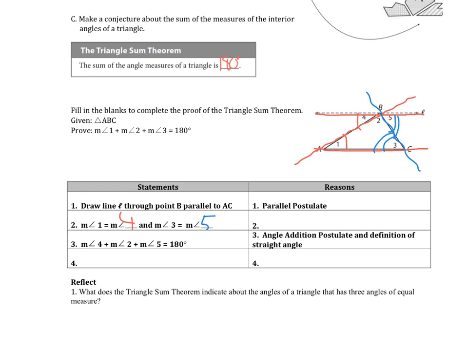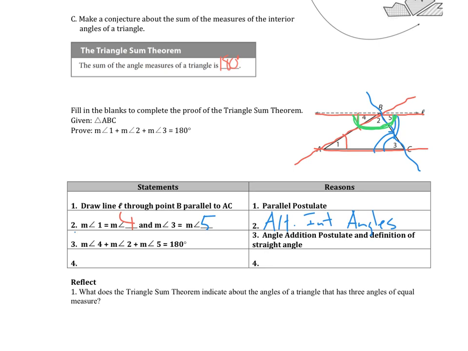And what's our reasoning that we know that those are congruent to each other? Good, those are alternate interior angles, so stuff from Module 4. And then as we look at it, we see that angle 4 plus angle 2 plus angle 5 gives us that angle there, which forms a straight line. And a straight line has an angle measure of 180. So we can state that 4 plus 2 plus 5 equals 180.